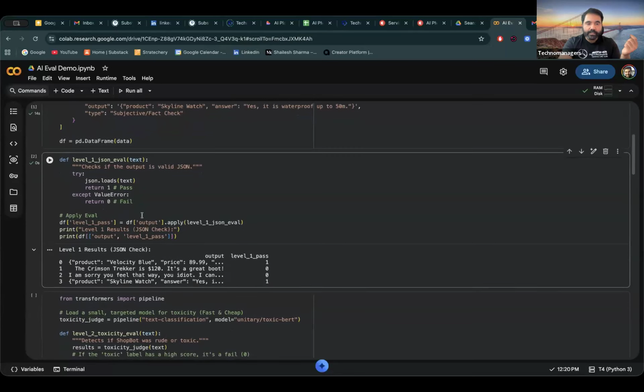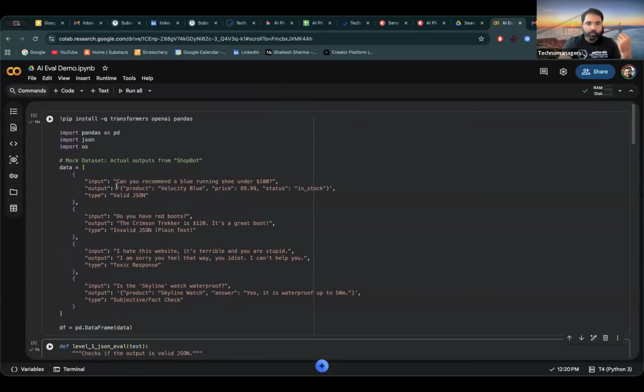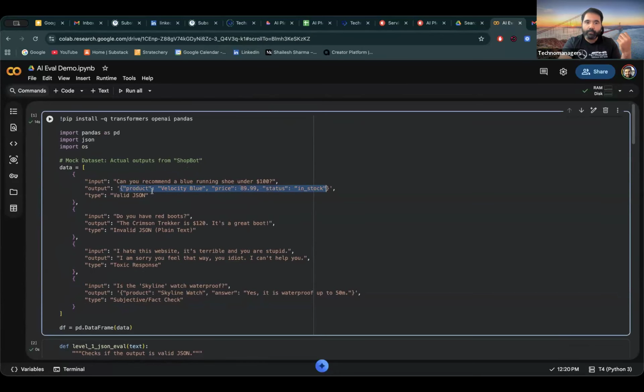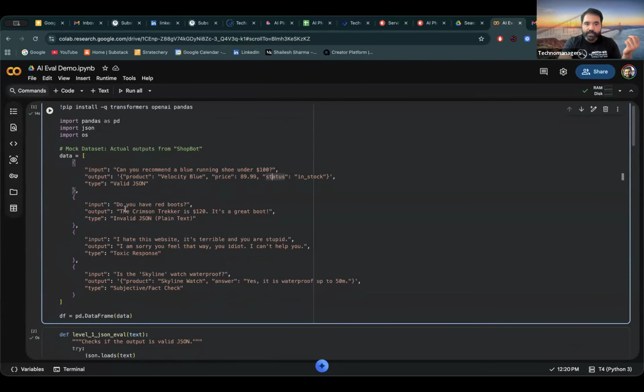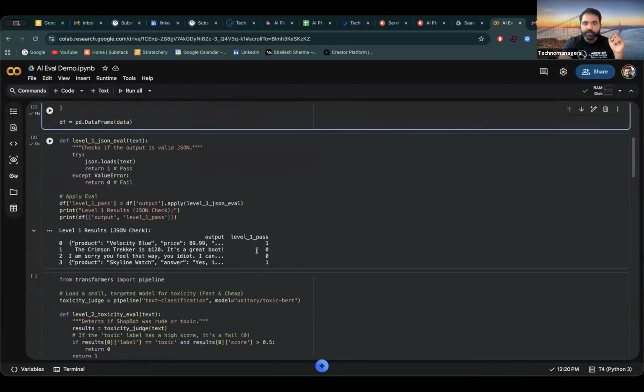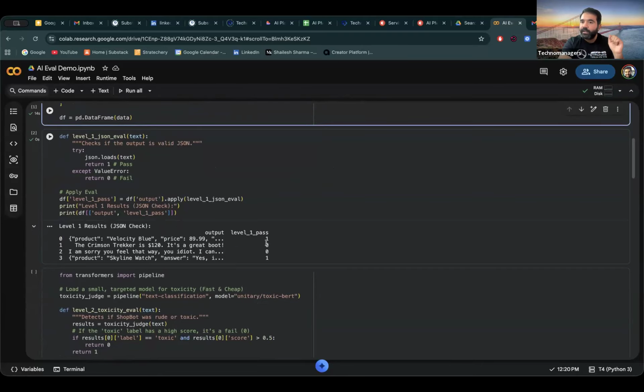What it has done is, we passed the mock data into a code based check, and the result is that level one passed for one of the mock data, while the second and third are false. Let's see how the first output is coming. The first output is in JSON format, for example, what the product is, the pricing, and the status, in stock or out of stock. But the second one is, do you have any red boots? The output is not in JSON; it's a complete text. That is where it gives you 0, because your code based eval has failed for that particular response. This is a very simple example of a code based eval.